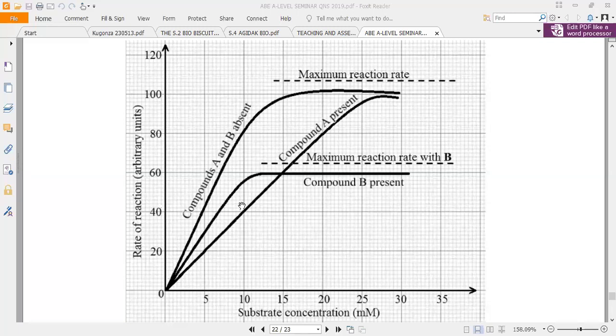From here, you ask yourself, what are these substances A and B? What are those things that reduce the rate of reaction? You get the answer. Then after asking yourself all those questions, you now proceed to the questions that you're going to answer specifically. Now, I'm going to open the discussion for all of you.